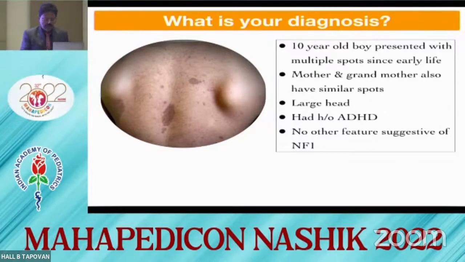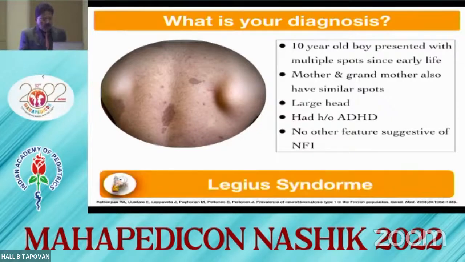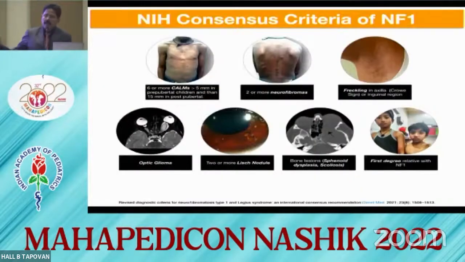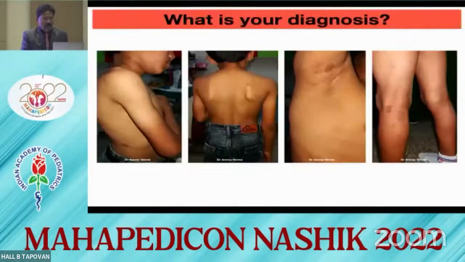So this is a classical thing which very closely mimics NF1: the Legius syndrome. So we should not afford to straight away make the diagnosis of NF1 without the various other features of NF1. This is Legius syndrome, where the mutation is in the SPRED1 gene. These are the criteria of NF1. You have 6 or more café-au-lait patches, neurofibromas, 2 or more freckling, optic glioma, Lisch nodules, sphenoid dysplasia, and first-degree relatives. So this is the classical criteria.